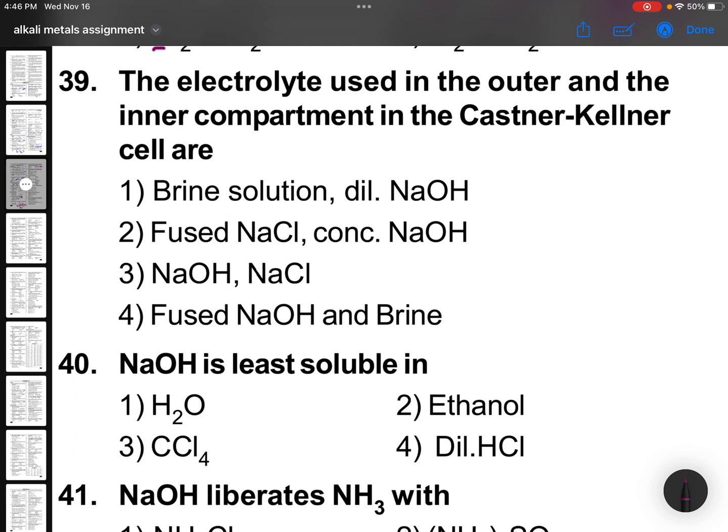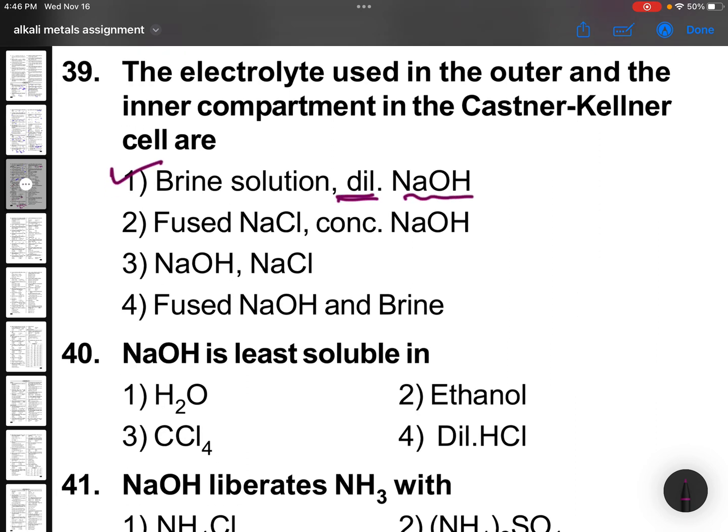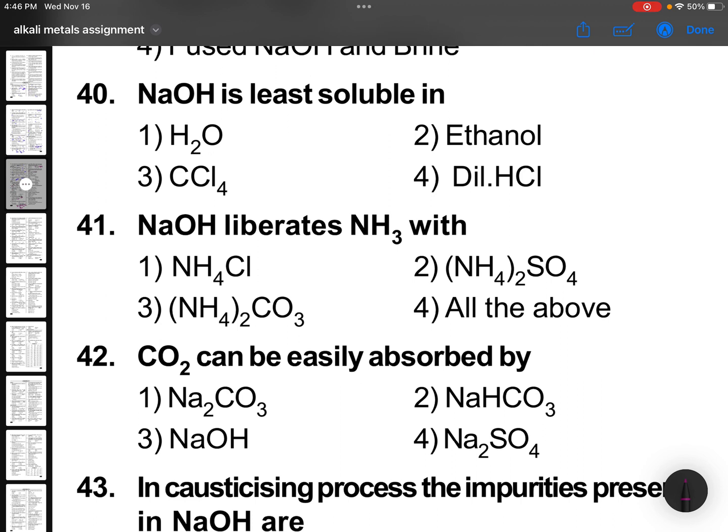The electrolytes used in the outer and inner compartments of the Castner-Kellner cell are: the outer compartment is brine solution, the inner compartment is water or slightly added sodium hydroxide, dilute NaOH. NaOH is least soluble in which? Direct question again: it is CCl4. NaOH is polar, so H2O and ethanol dissolve it best, not CCl4.